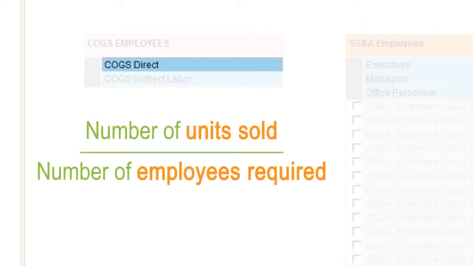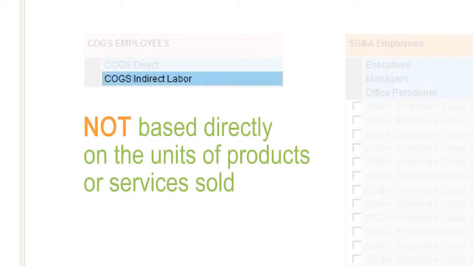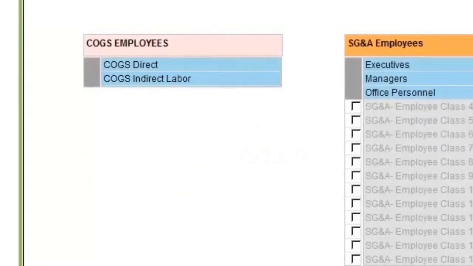Based on the number of units sold each month, Zambrosius automatically calculates the required number of these employees for each month. There are no start dates for COGS direct employees, as they are automatically hired and let go as you require them. COGS indirect employees are hourly employees whose numbers are not based directly on the number of product or service units. These employees have hire dates and may consist of fork truck drivers, supply room clerks, etc.